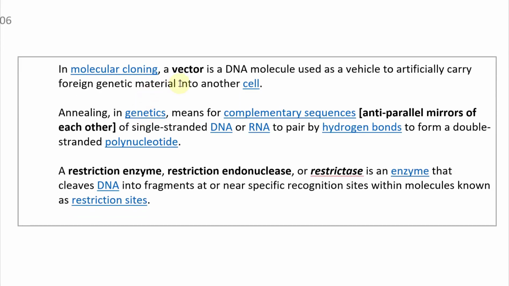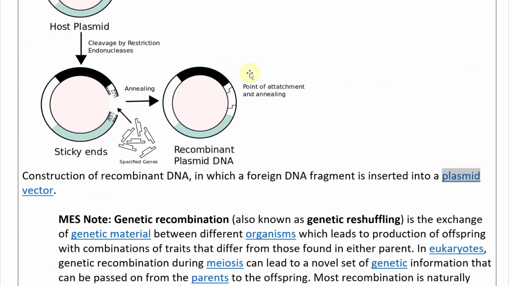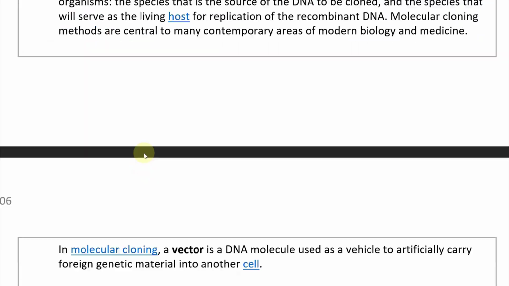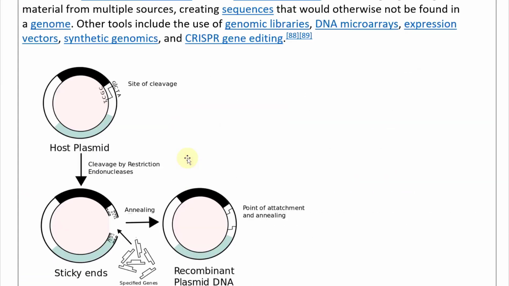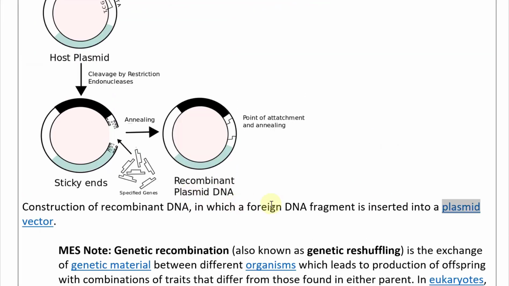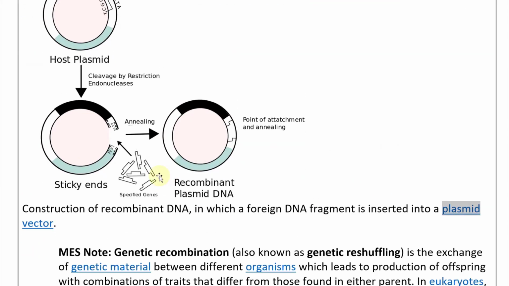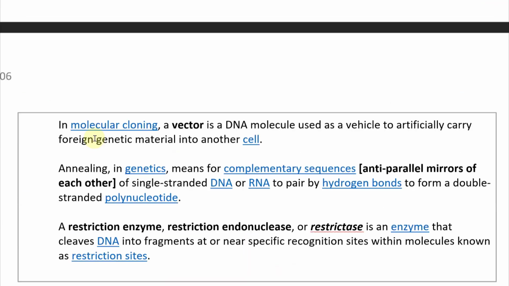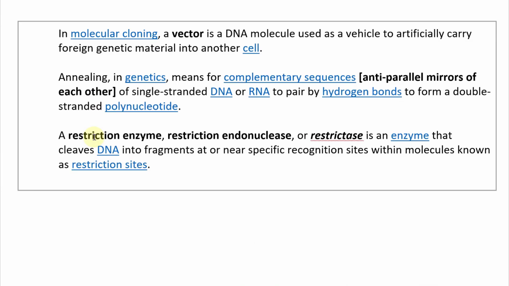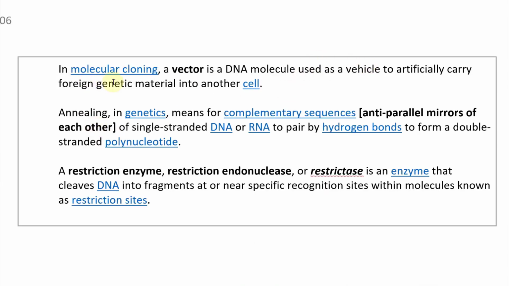In molecular cloning, a vector, so this one is a plasmid vector right there. And a vector is a DNA molecule used as a vehicle to artificially carry foreign genetic material into another cell. So in this case, you're inserting artificial genetic information inside this plasmid, then you could use that as a vector containing genetic material. And you can insert that into another cell.